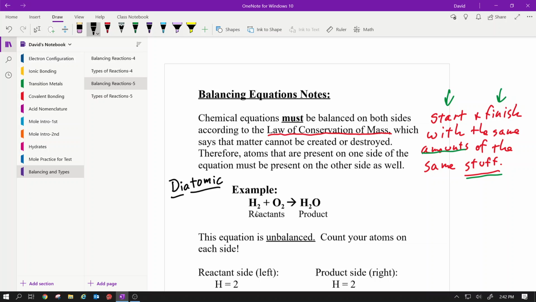Here's the trouble, though. How many hydrogens do we have on the reactant side? 1, 2. Okay? So I'm just gonna make a little chart and keep track. So there are 2 hydrogens on the reactant side. How many are there on the product side? 2. Hey, that's looking promising. We started with 2, we finished with 2. Hey, same amount, same stuff, yay. The other thing that we have on the reactant side is oxygen. How many did we start with?